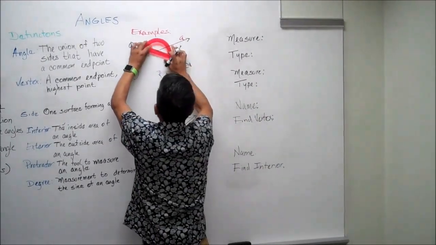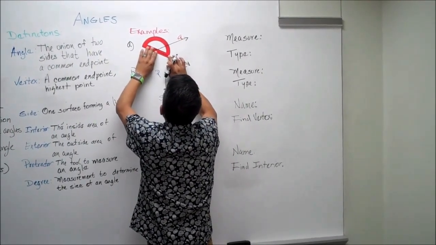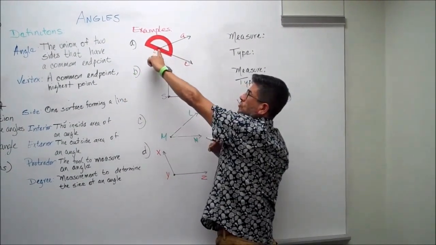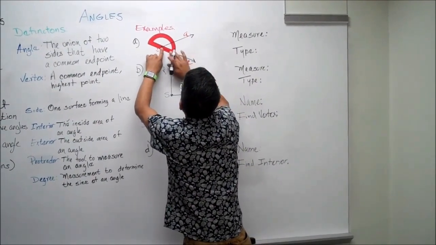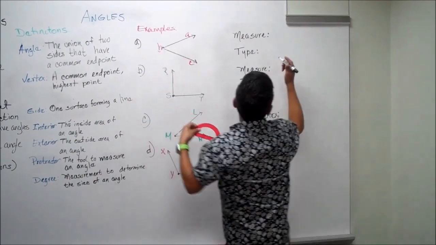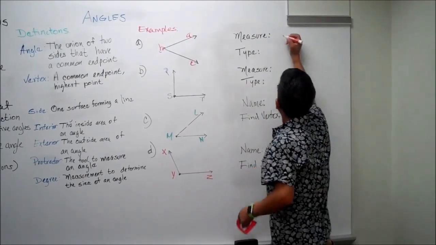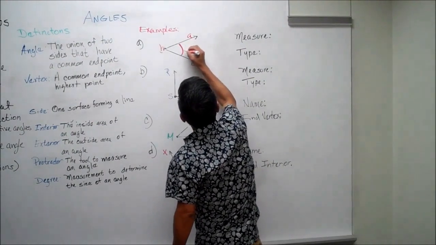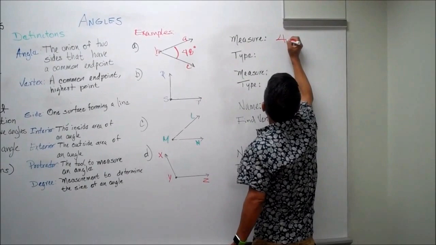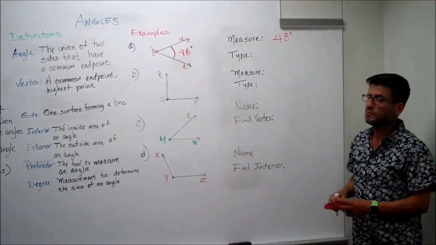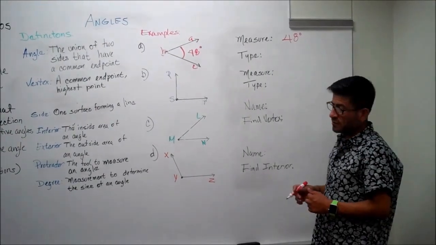You put it like this, right on the vertex, and it should look like this. So what we have here, it looks like we have a 48-degree angle. Now, next is asking us what type of angle is this?